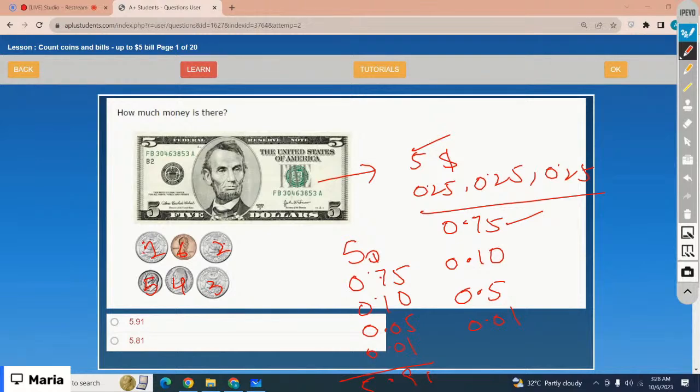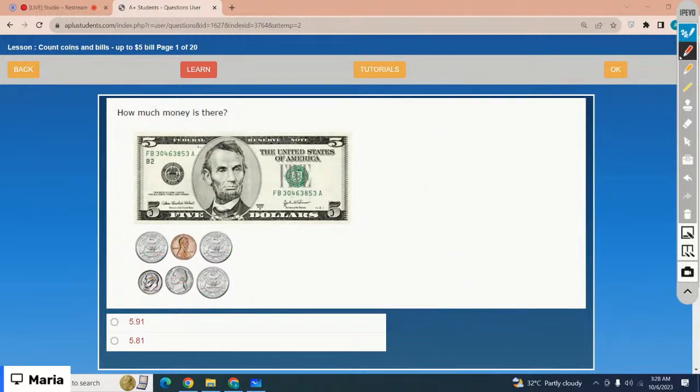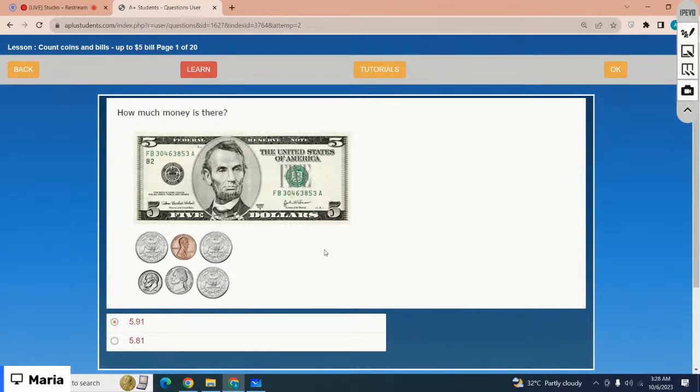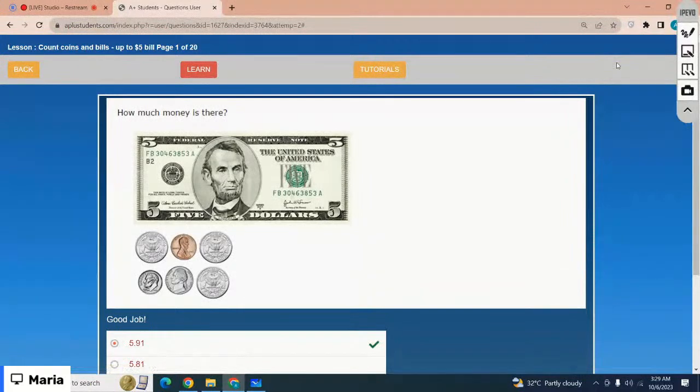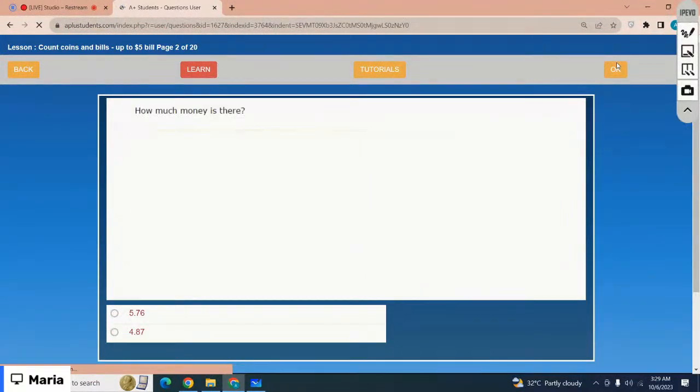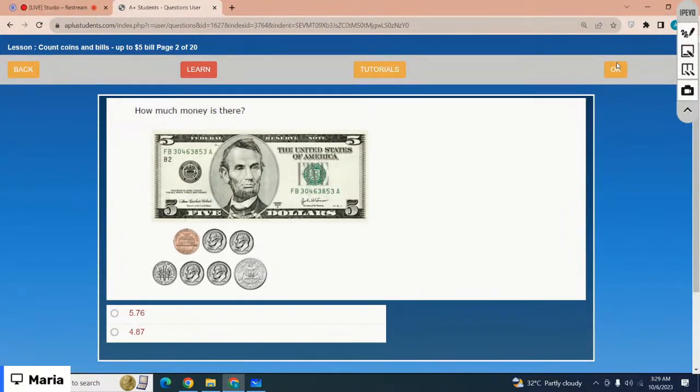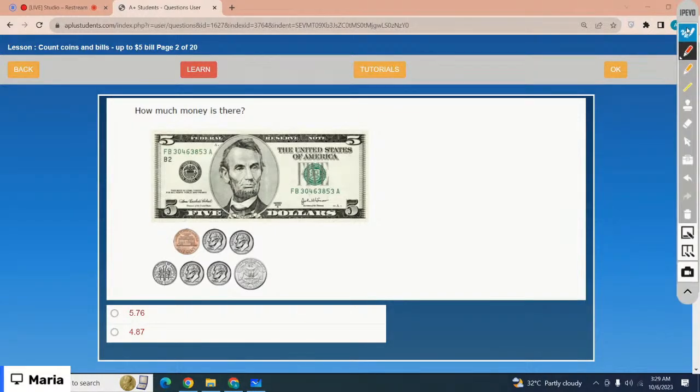The correct option is 5.91. Got it? Okay, so the correct option is 5.91. How much money is there, right? Let's just add them. Okay, so you have one bill, that is a $5 bill, right?